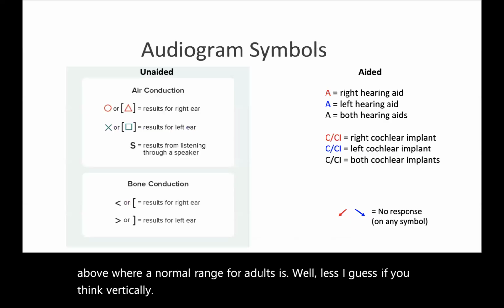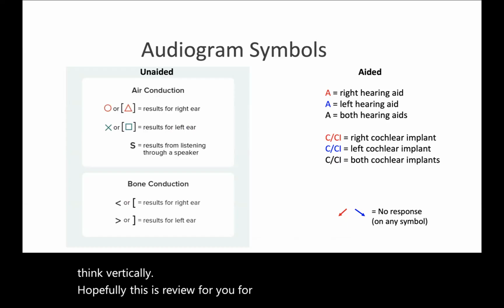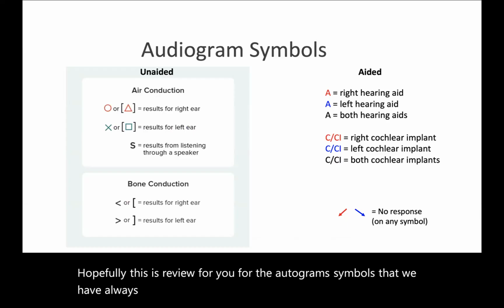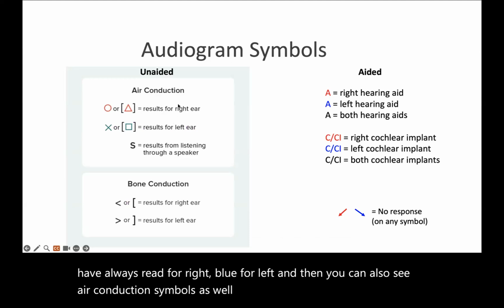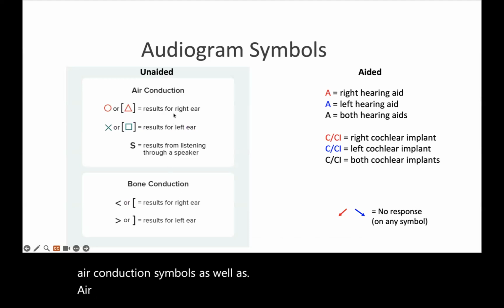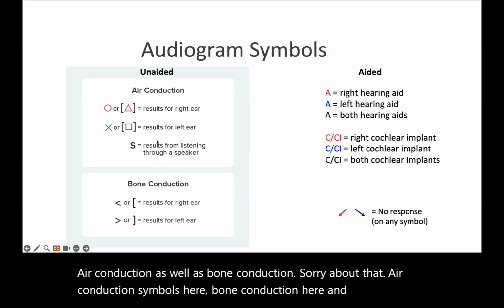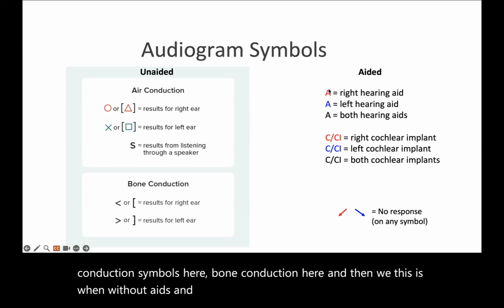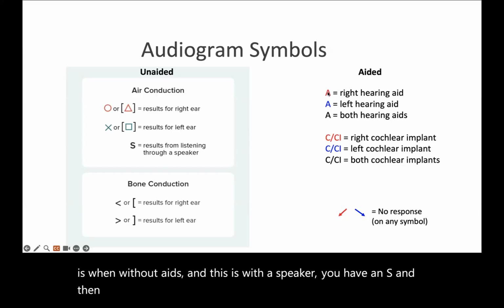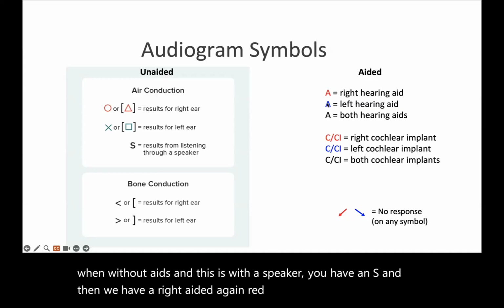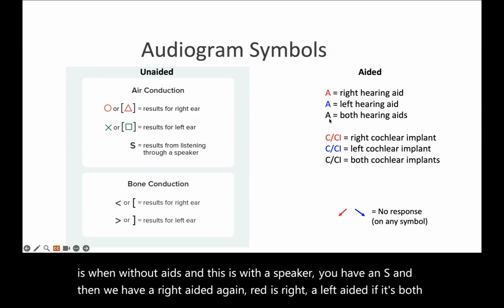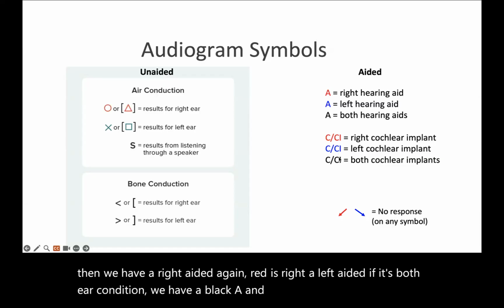Hopefully this is review for you, the audiogram symbols that we have: always red for right, blue for left, and then you can also see air conduction symbols as well as bone conduction. Sorry about that. Air conduction symbols here, bone conduction here. And then this is without aids, and this is with a speaker, you have an S, and then we have right aided. Again, red is right, left aided. If it's both ears, we have a black A, and for a cochlear implant, we have the same.